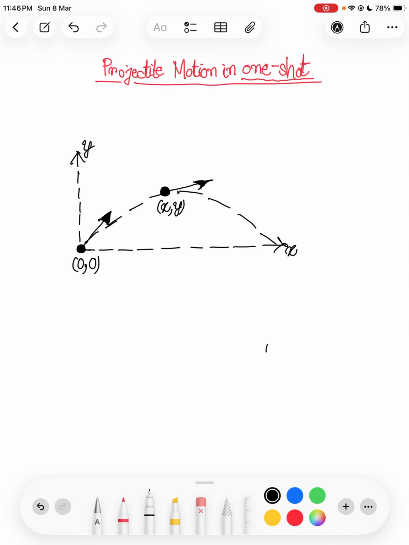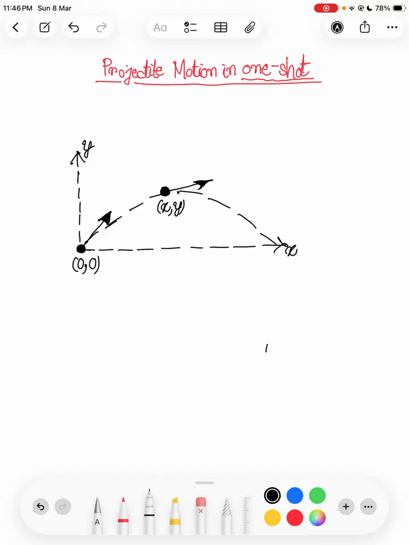So hello everyone, welcome back to the channel, and this will be a short lecture on projectile motion. We will cover everything from theory to an example problem of this chapter. So let's get straight into it.